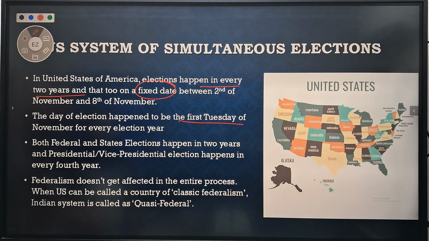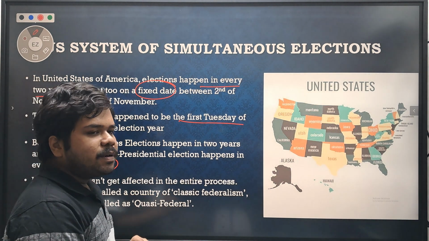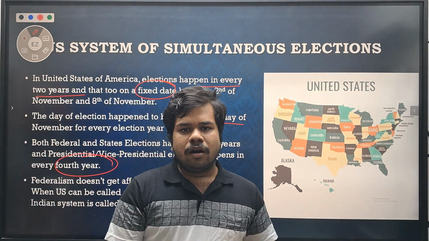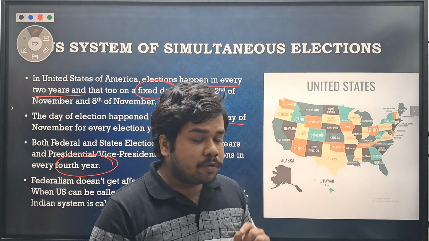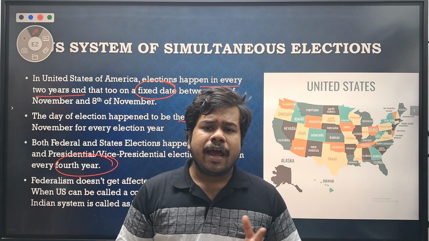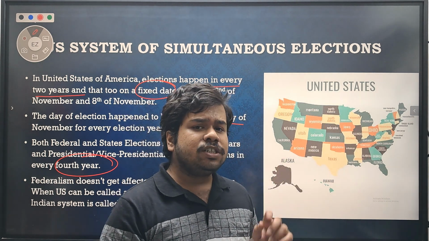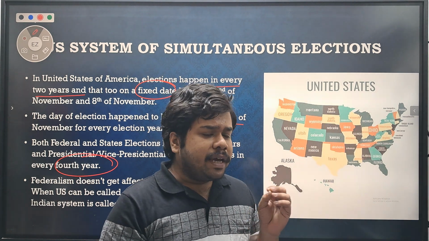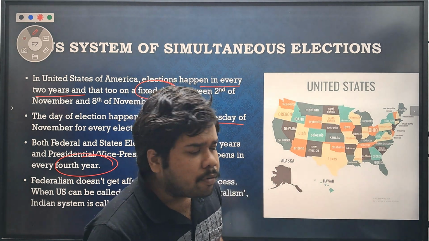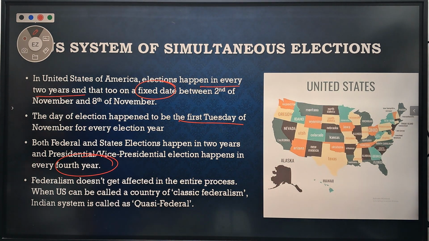Both federal and state elections happen in 2 years, and presidential or vice presidential elections happen every 4th year. The last time the presidential election happened was in 2020, when President Mr. Joe Biden and Vice President Kamala Harris came to power, and after that the presidential election will happen in 2024. Okay, so federalism does not get affected in the entire process.